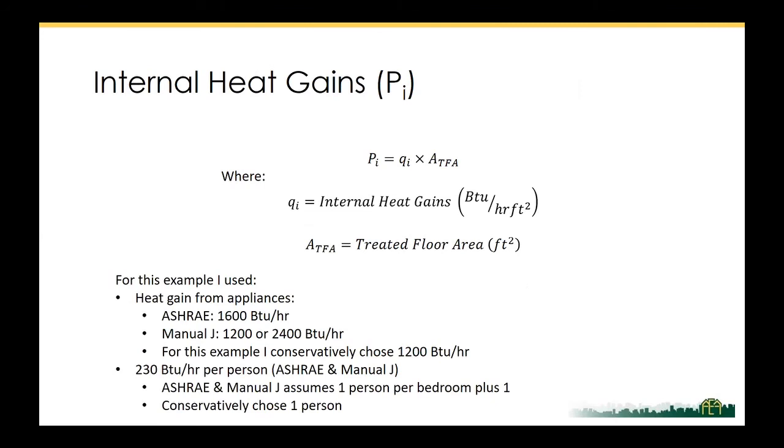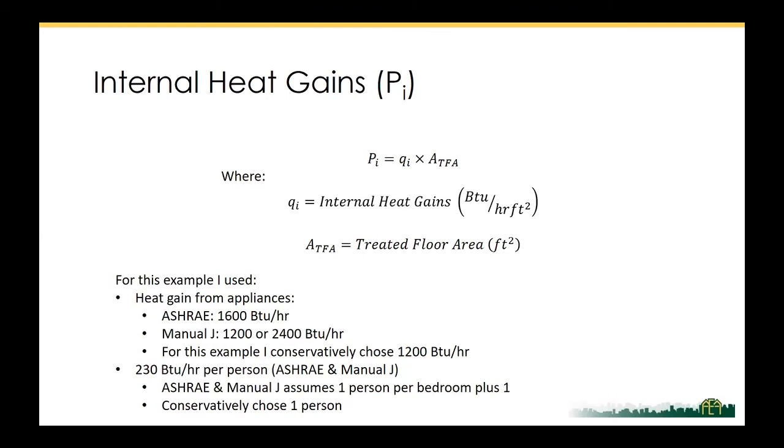So for internal heat gains, we have Pi equals Qi times A. A is your treated floor area, Qi is your specific internal gains. I'm not quite sure how Passive House calculates this and why they use specific, because basically when you get to specific, it means it's divided by the square footage.